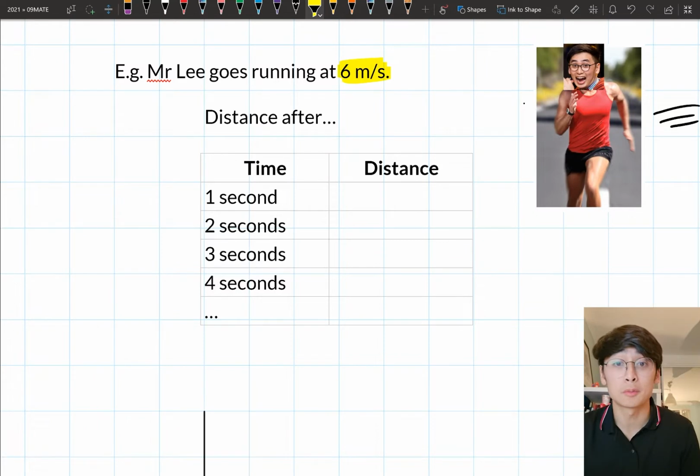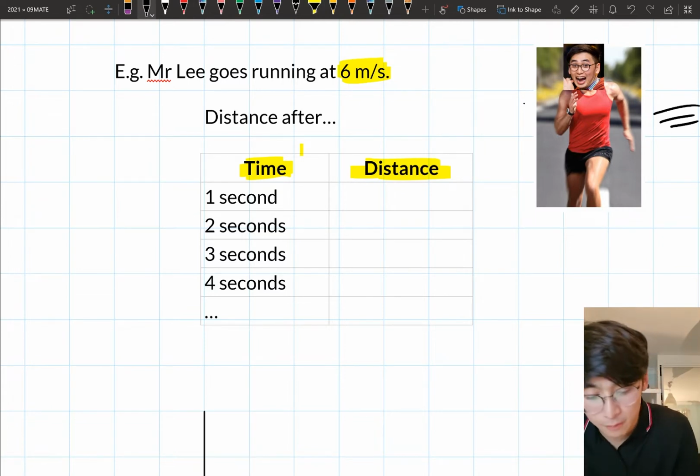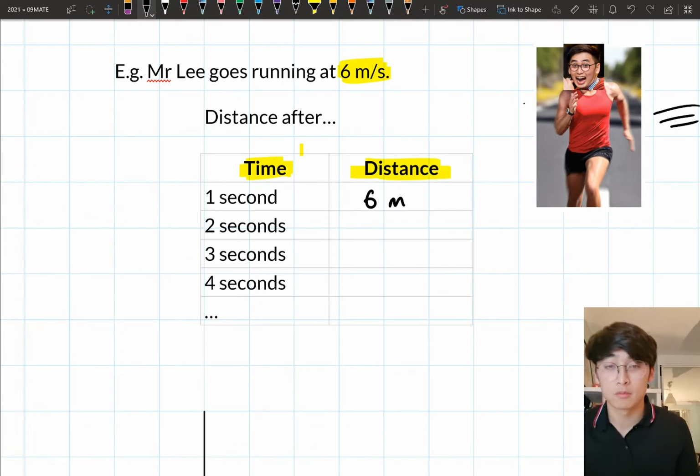Now, what this tells me, 6 meters per second, just tells me that every second that passes, I travel how many meters? 6 meters. So let's just talk about what this would look like. Here I have a table with time in my left hand column and distance in the right hand column. After 1 second, how far would I have traveled? Well, if I'm traveling at 6 meters per second, after 1 second, I would have traveled 6 meters.